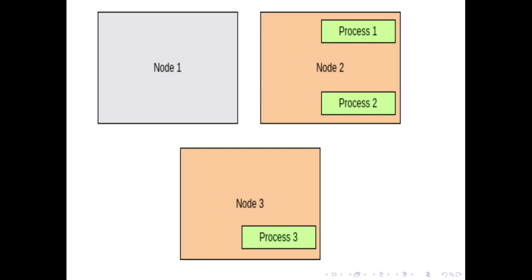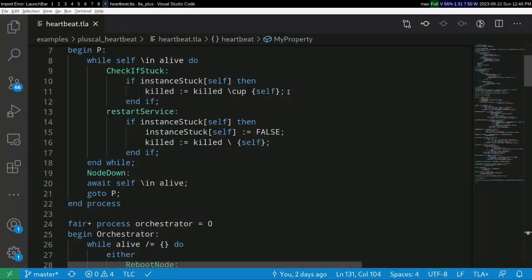But here we have a situation that process 1 is stuck on node 2, but we are not checking if this is stuck or not. And that may cause process 1 to be stuck basically forever if node 1 is not rebooted. And we cannot permit that. So this is a forbidden thing to do. So this doesn't satisfy the statement we have given.